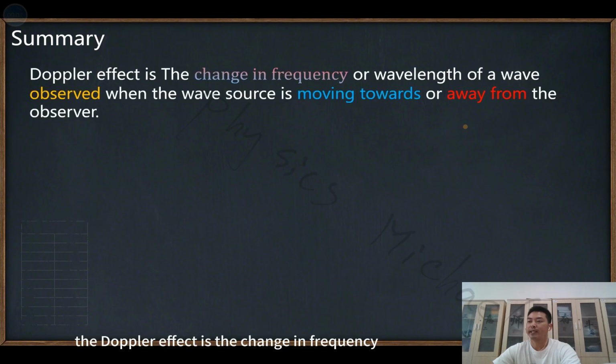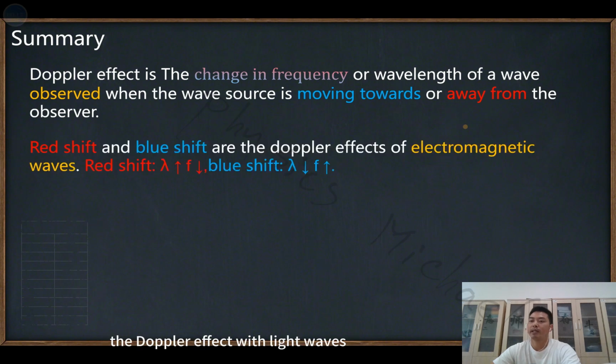Let's summarize what we've learned today. The Doppler effect is a change in frequency or wavelength of a wave when the source is moving towards or away from the observer. Redshift and blueshift are examples of the Doppler effect with light waves. Redshift means the source is moving away, and blueshift means it's coming closer.